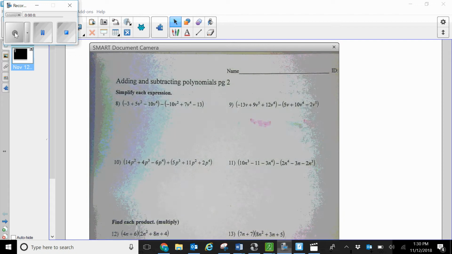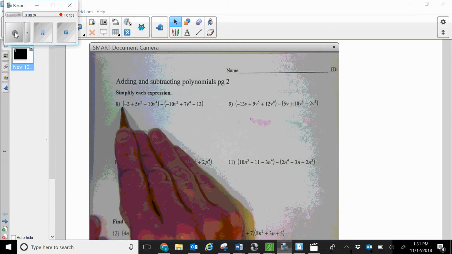Okay, folks, I'm back and I wanted to show you something on the other side. What if, like in problem 8, we don't have a number in front of the parentheses? Well, that actually makes it a little bit easier. We don't have to do the distributive property with anything in the first parentheses because there's nothing in front.